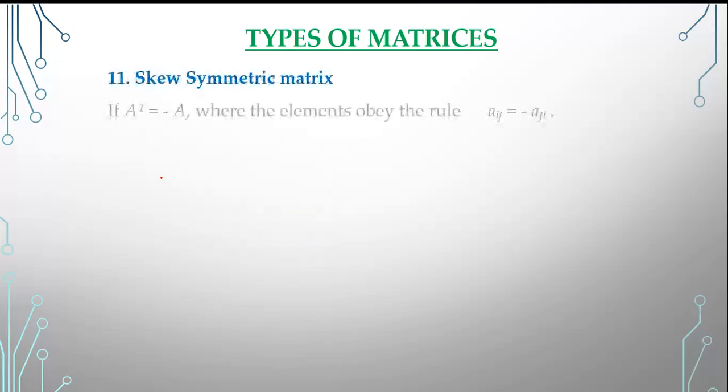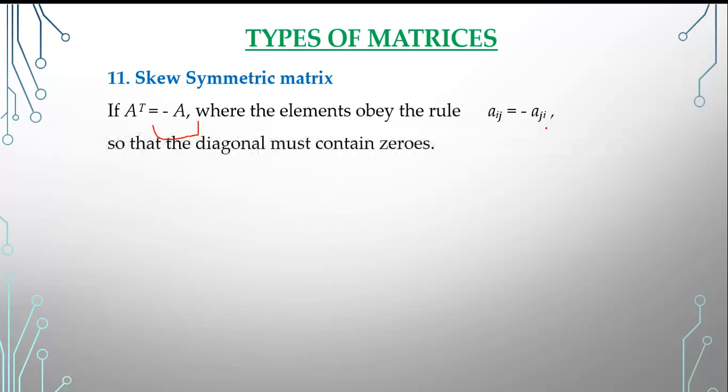Next one is the skew-symmetric matrix. What is the skew-symmetric matrix? If your A transpose is equivalent to minus A, meaning when you take the transpose of the matrix A it is equal to minus A, then your matrix is skew-symmetric, meaning Aij equals minus Aji. And one more thing is that the diagonal must contain zeros. In a skew-symmetric matrix, all diagonal elements will be 0.